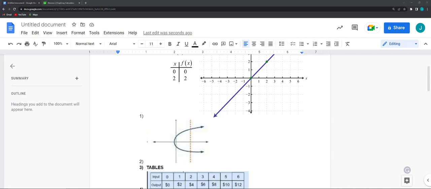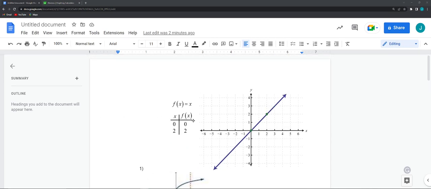And this is a counterexample. So let's just say this yellow line is 5, right? And this is 5, and this is negative 5. We input 5, and we get both 5 as an output and negative 5 as an output, meaning that this has two different outputs.